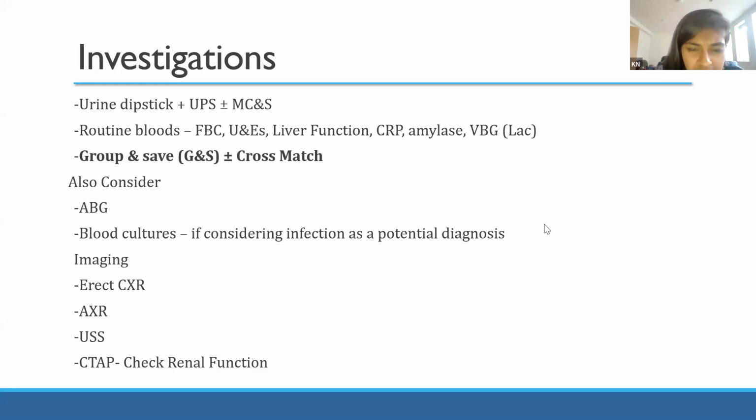I think the next question says, is lactate a marker of peripheral hypoperfusion? Yeah, potentially, yes.